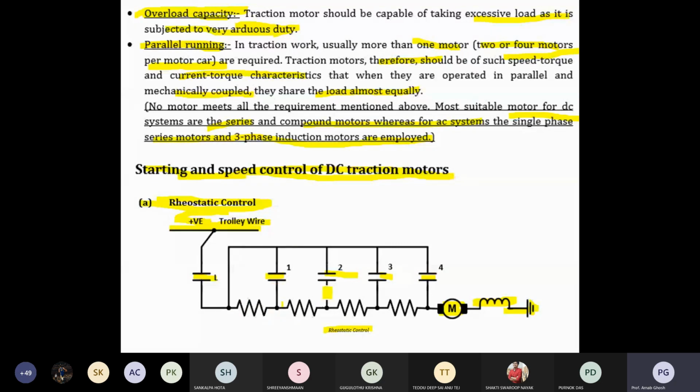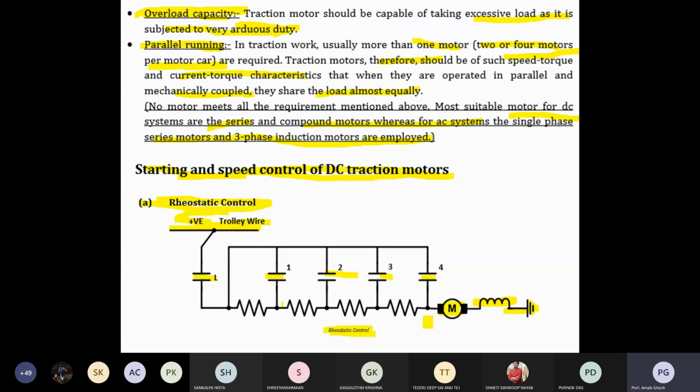With 2 turned on, current can bypass 2 resistors. With 3 turned on, current may bypass 3 resistors. With 4 turned on, current may bypass all 4 resistors. Now we are cutting out the series armature resistance step by step. Series armature resistance means the total voltage is appearing across your armature. So if 4 resistances are there, the voltage drop will be observed across the 4 resistances.